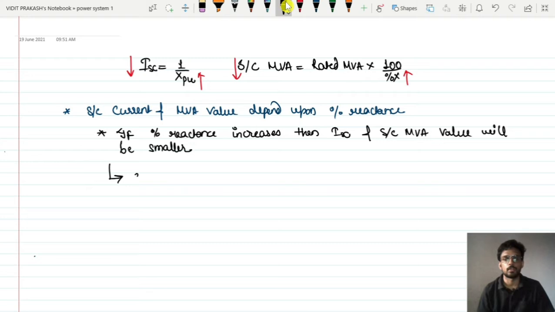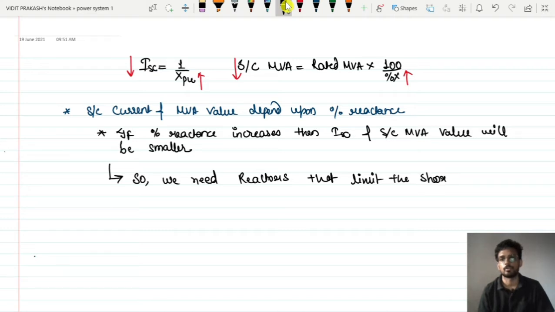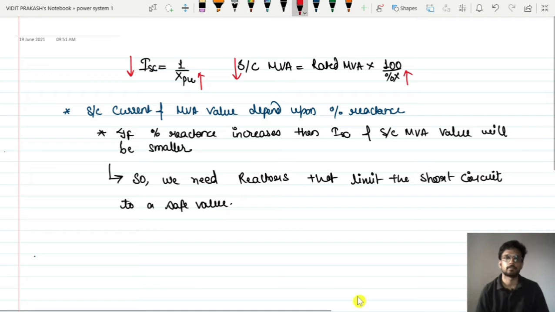Okay, so for this we need reactors that limit the short circuit current or short circuit MVA to a safe value. Okay, now what are reactors? What are reactors?